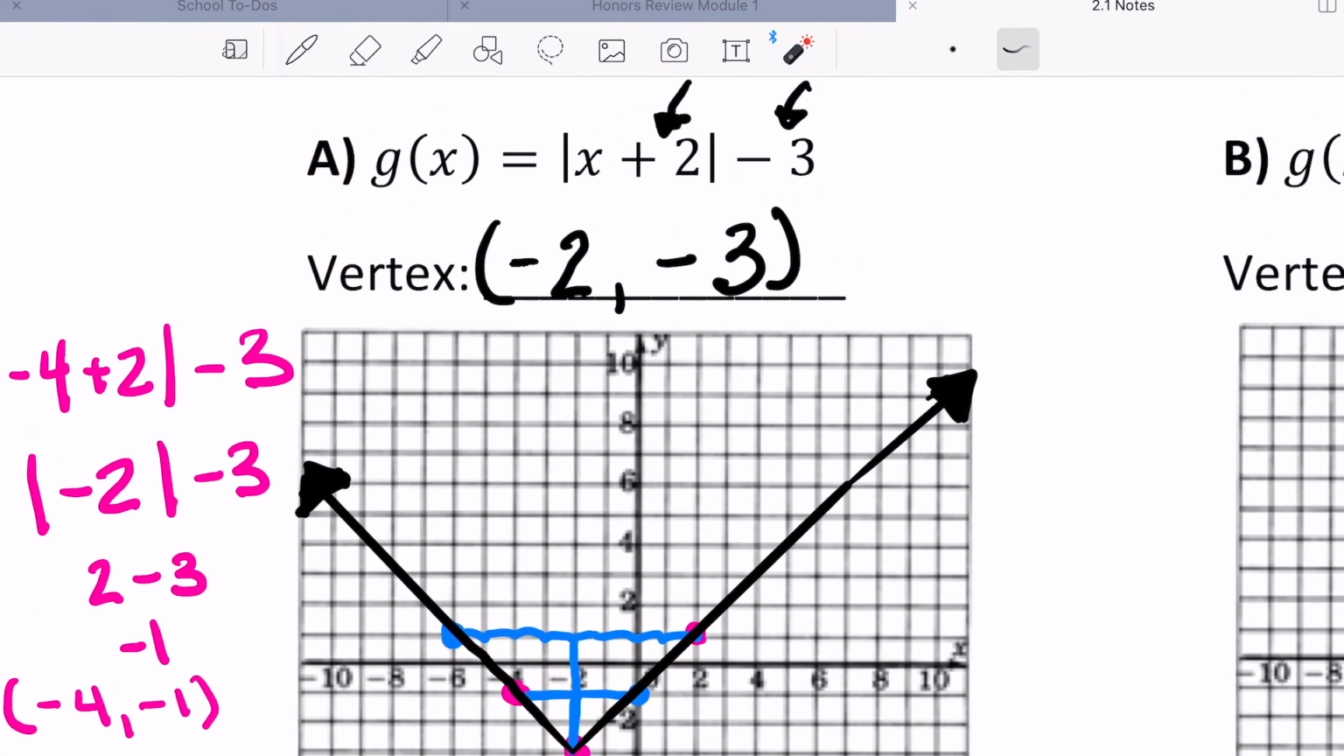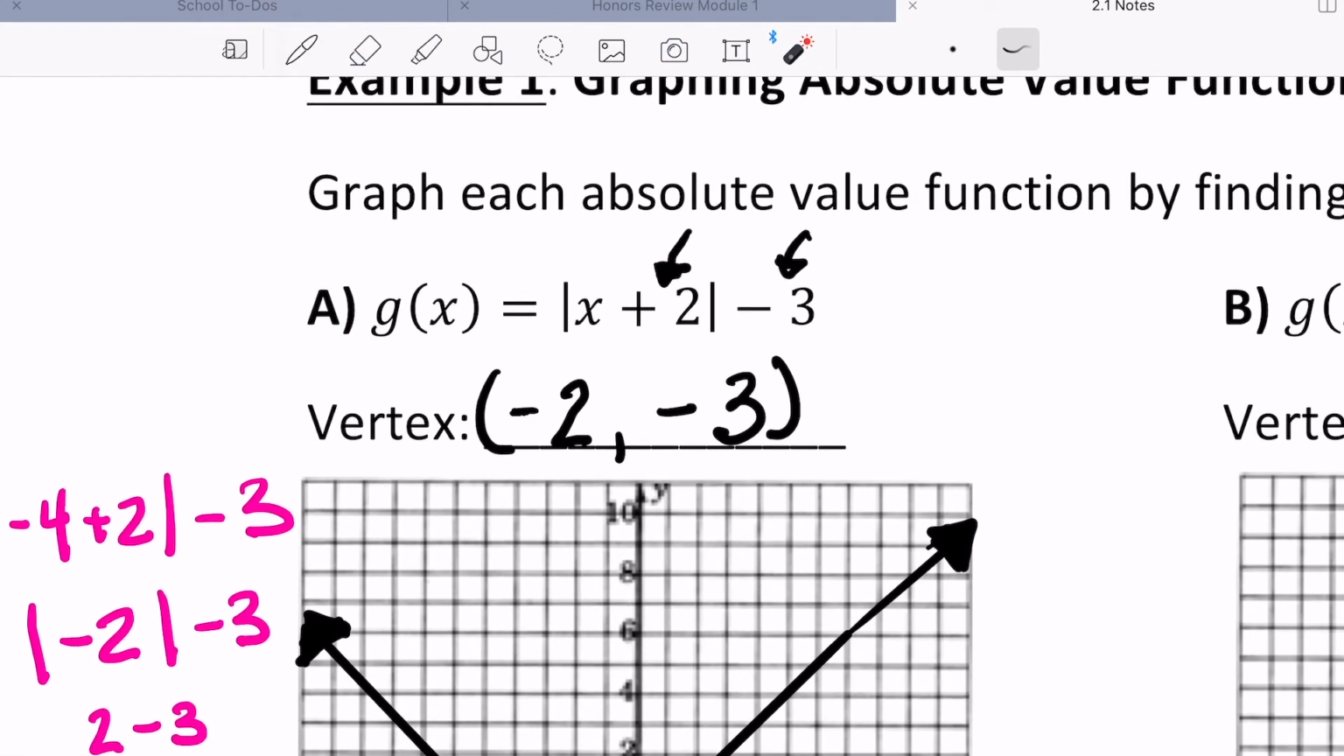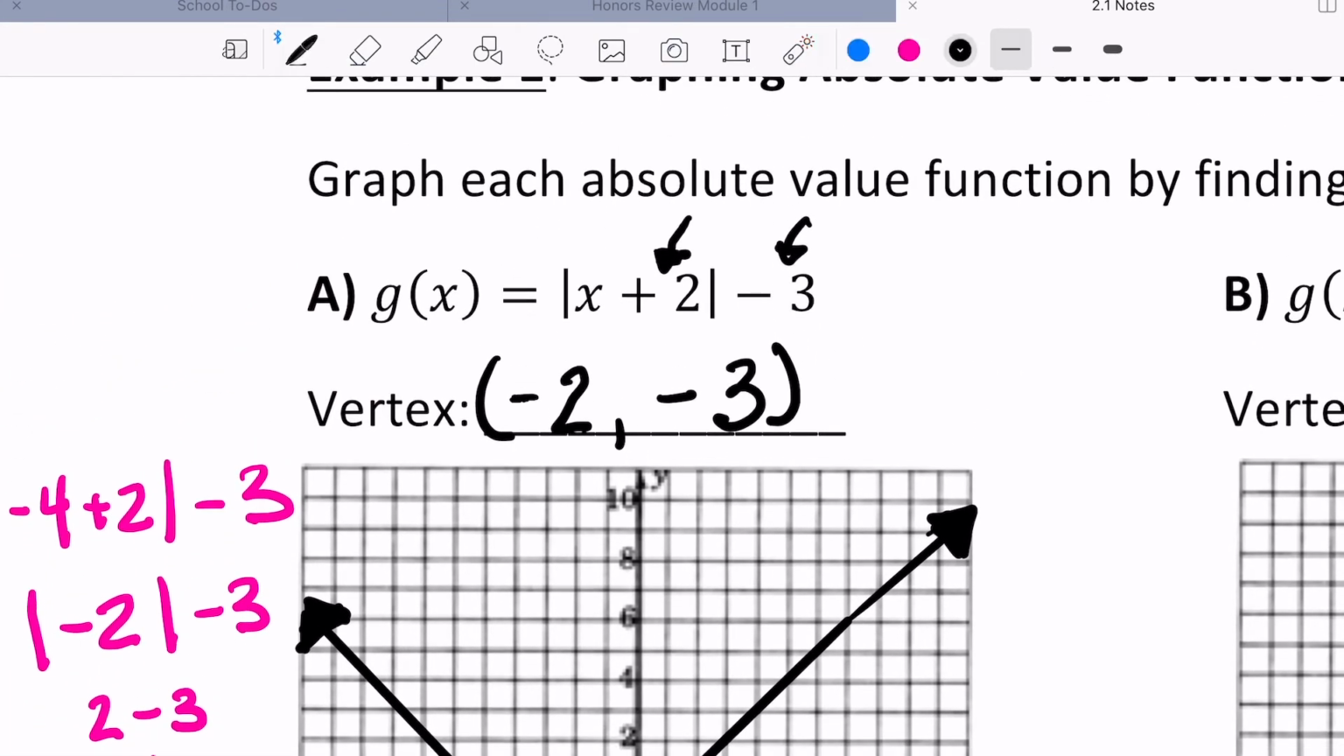Now, let's identify the transformations that took place here. My A value, and there is always an A value, even though you don't see a number or a digit in the A value place, remember, there is a coefficient. There's always a coefficient. In this case, we have a coefficient of 1, so my A value did not do anything.